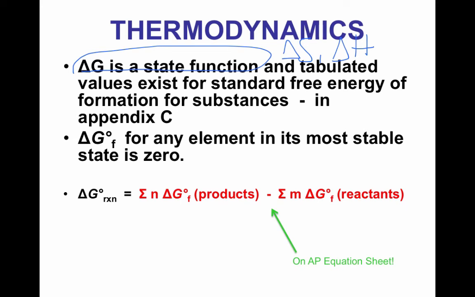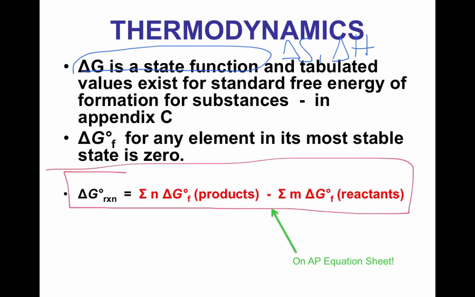So the equation that we will use is this at the bottom. Delta G naught of reaction, so the standard delta G of the reaction, is equal to the sum of the free energy of the products minus the sum of the free energy of reactants. However, unlike entropy, delta G for any element in its most stable state is 0. So what that means is whether it is diatomic or not, if it is in its most stable state, so Cl2, Br2, Na, O2, it's 0.